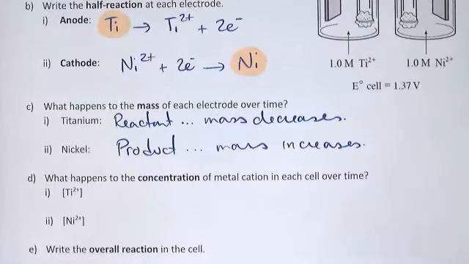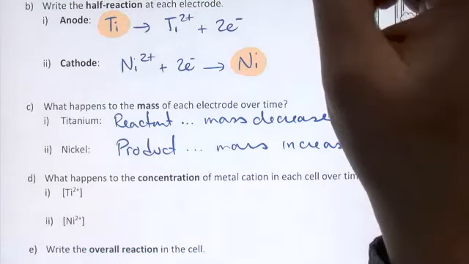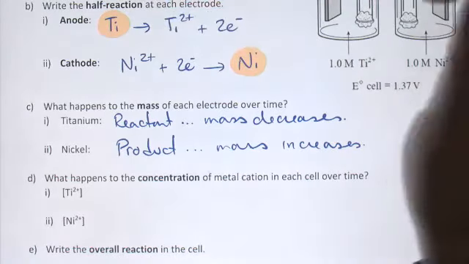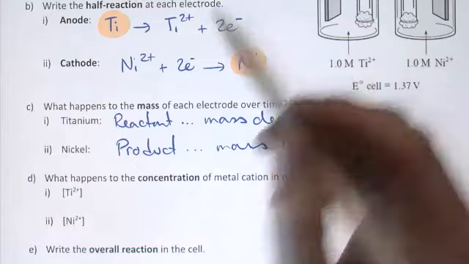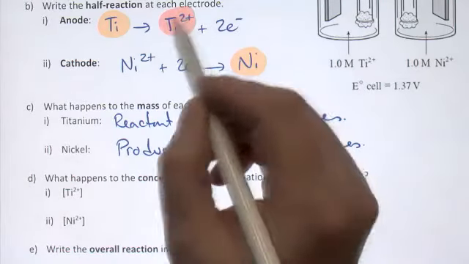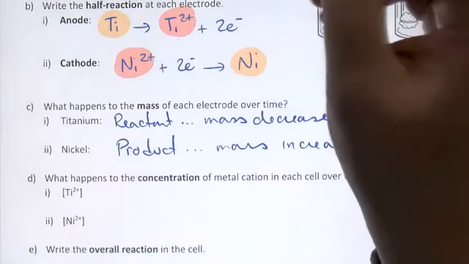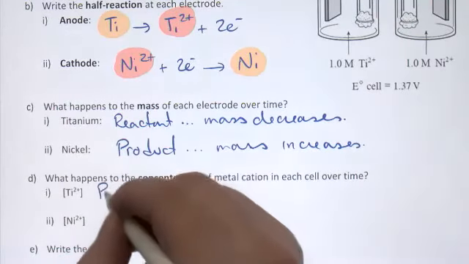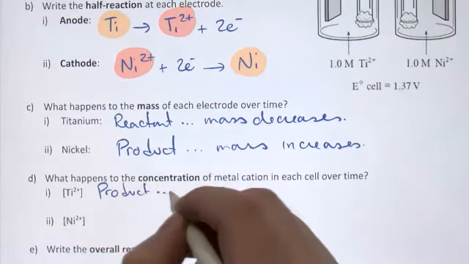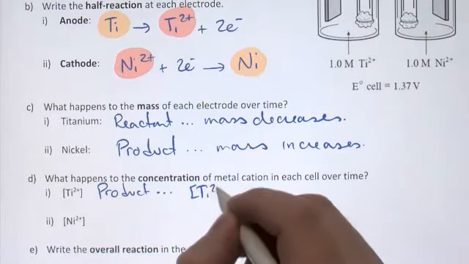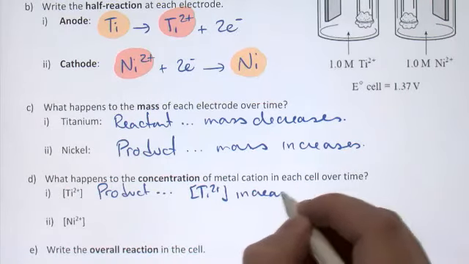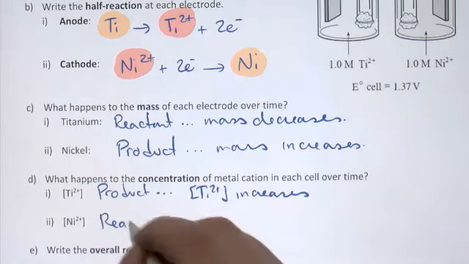So what happens to the concentrations of the two ions? They both began at 1 molar, but as the battery operates, will their concentrations go up or go down? Well, again, don't overthink it. Look at it. Is it a reactant or a product? Titanium 2+ is a product. Nickel 2+ is a reactant. So the titanium is a product. The concentration increases. The other guy is a reactant.